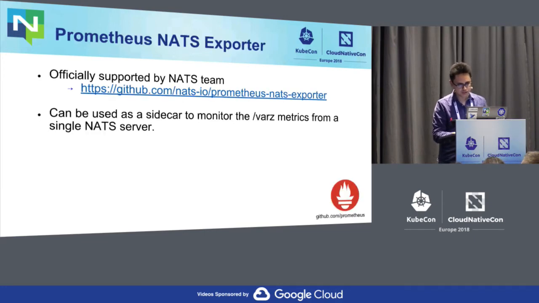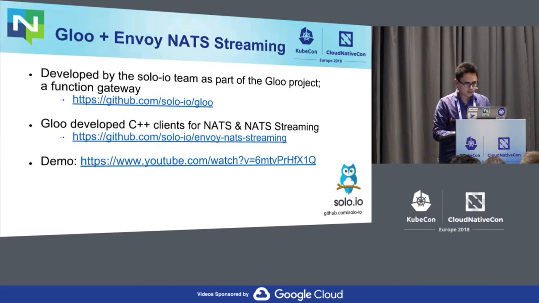We have a Prometheus exporter, and we showed at the keynote where you can configure it to scrape the metrics from a server exposing the monitoring endpoint. And another very cool project is Glue. This is very sophisticated. They actually implemented their own C++ clients for NATS and NATS Streaming as part of Envoy. And here's a link for the demo. It's basically like an event gateway where you can make HTTP requests and then publish these messages through NATS.